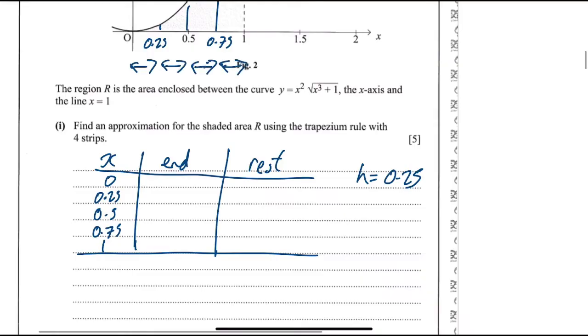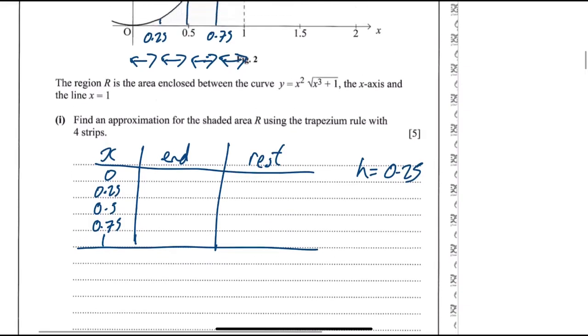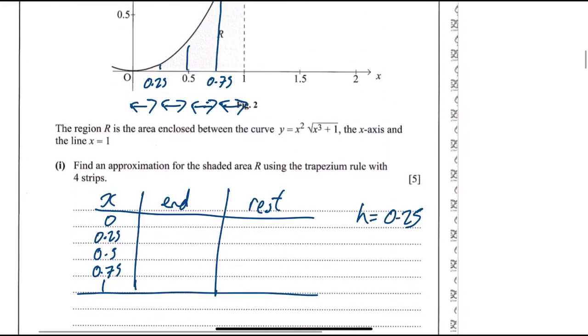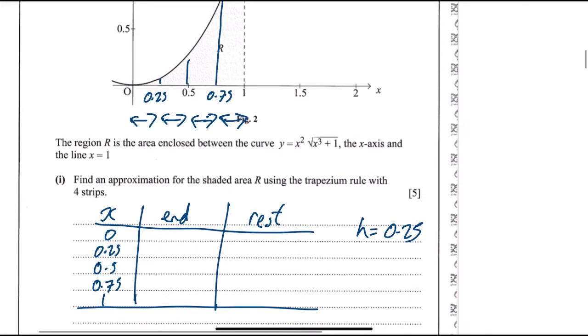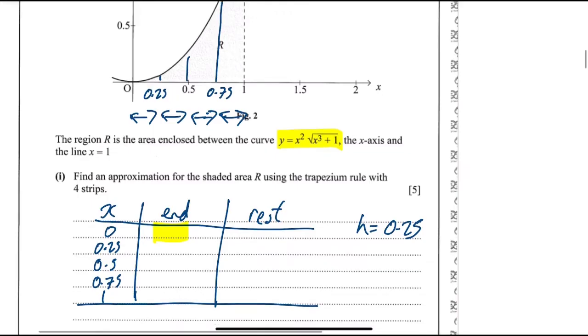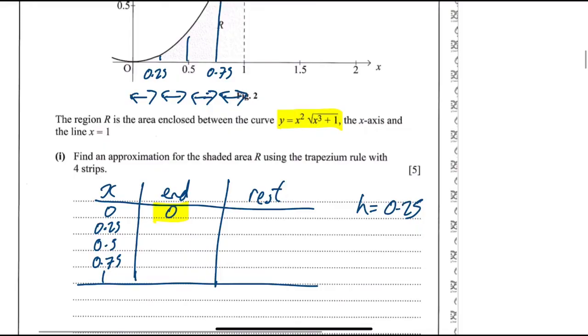That's all that is. And then we just work those out. Okay, how you work out these values. So to get this one here, you're putting 0 into this thing: 0 squared times the square root of 0 cubed plus 1. So that's what you're doing. That one clearly just works out as 0.